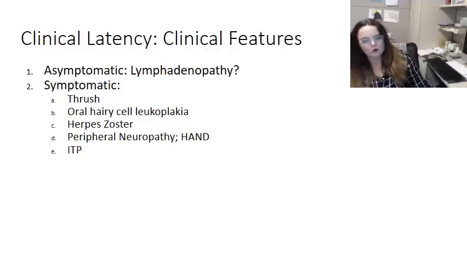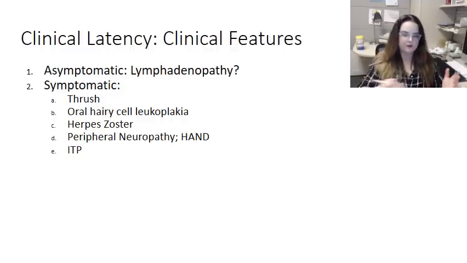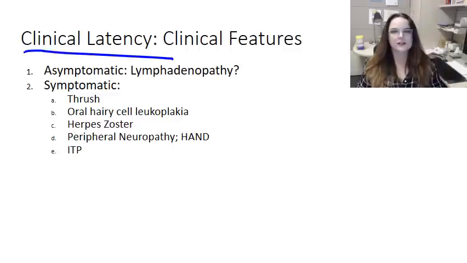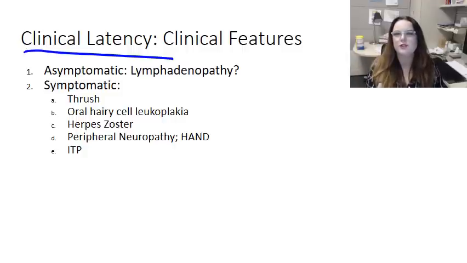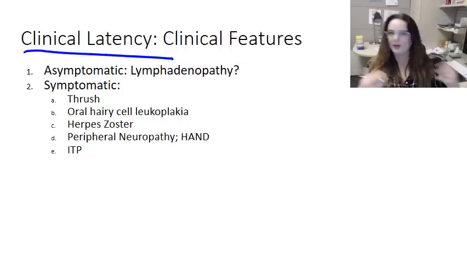Okay, now we're going to move into the phase of HIV known as clinical latency. This is kind of the sleeper phase of HIV. You have it, it's in you. You probably have viremia and are capable of transmitting it to others, but you probably don't have any real discernible symptoms that are appearing in any sort of pattern that would be concerning, okay?